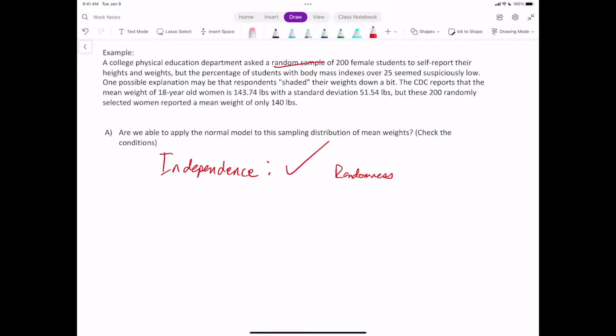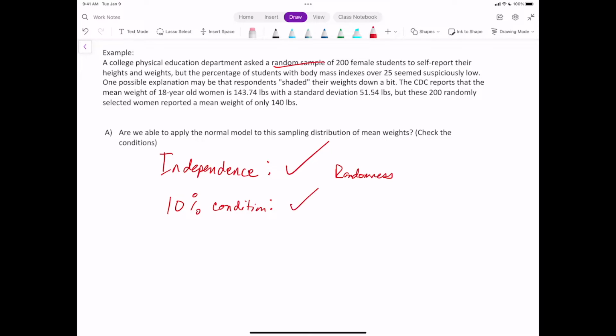All right? Next, we need to check if we have the 10% condition. So did we sample less than 10% of the overall population? Certainly we did that. 200 female students is certainly well less than 10% of all female students in the world, right? So we have less than 10% of the population. So yes, we have the 10% condition.